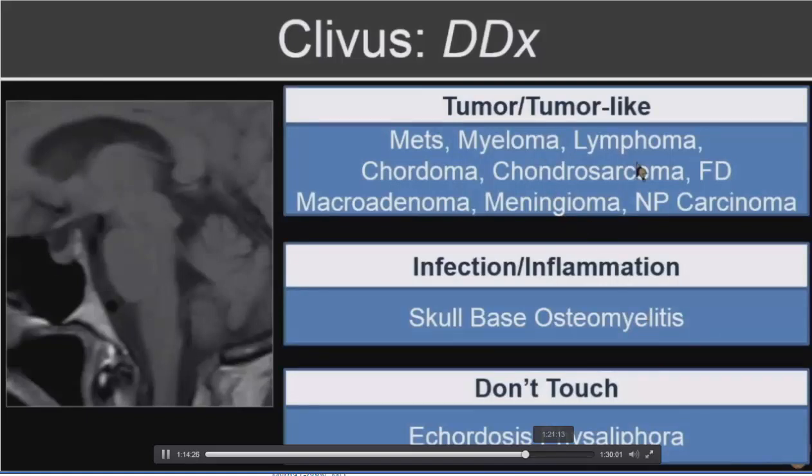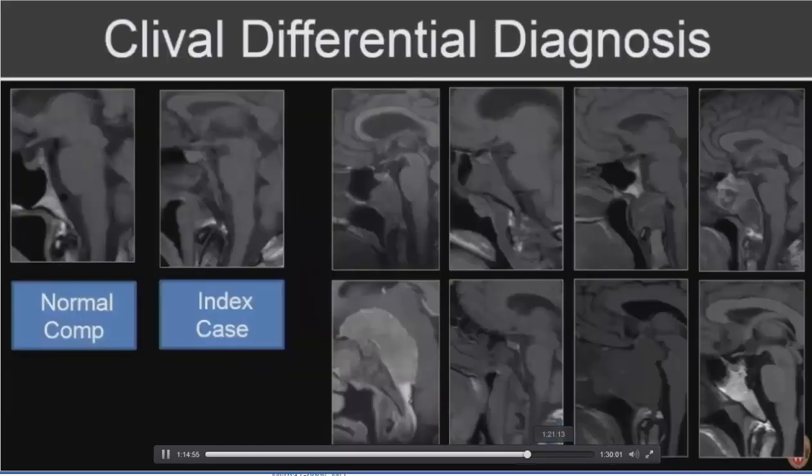So when we think about our differential, we can think about mets, myeloma, lymphoma. That's pretty much going to be on any differential that you want to think about, at least consider in any skull base lesion. Chordoma and chondrosarcoma, we're going to think about fibrous dysplasia, macroadenoma, meningioma, etc. So when we talk about location and we want to take a look to see, do you have a lesion actually involving the clivus intrinsically, or is it spread from the pituitary gland posteriorly, or is it spreading from the nasopharynx?